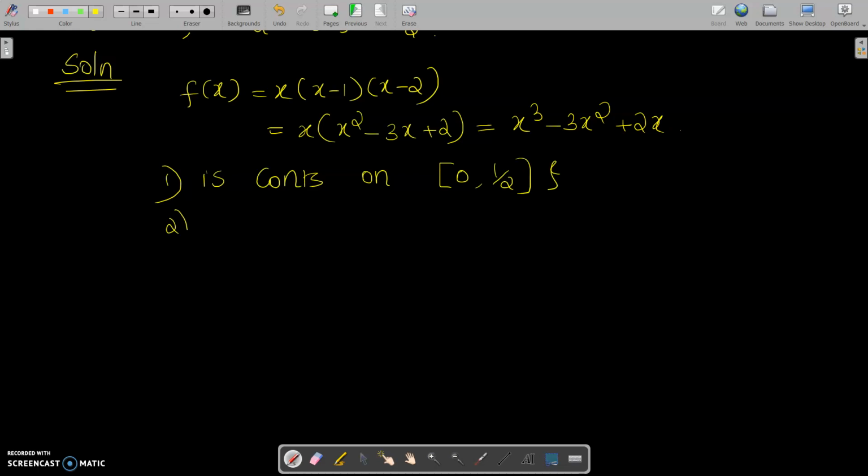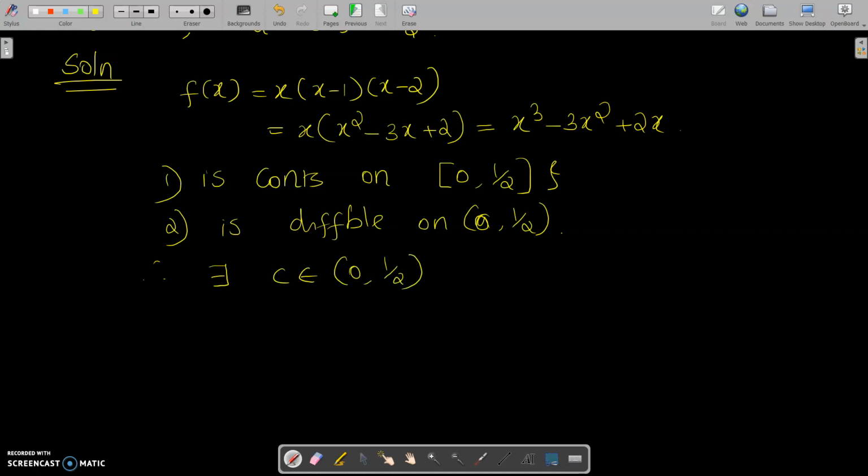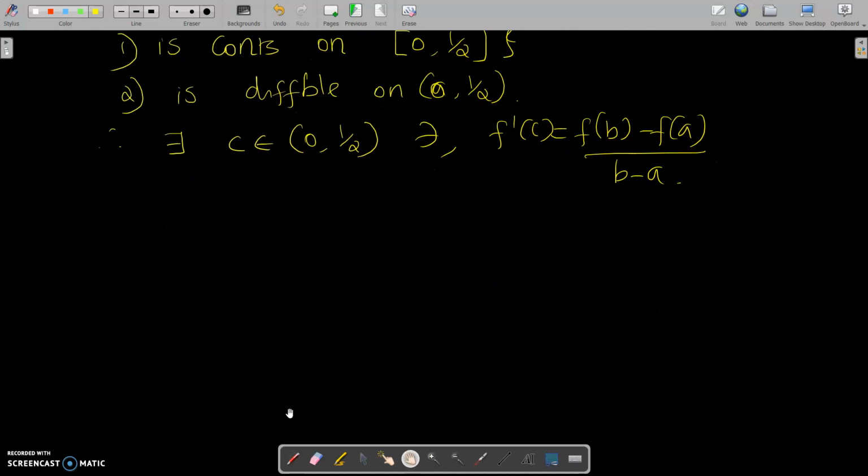And the second one: it is a polynomial, so it is differentiable at all points. So in particular it is differentiable on our open interval 0, 1 by 2. Therefore, there exists c in between 0 and 1 by 2 such that f dash c equal to f of b minus f of a divided by b minus a. Okay, so we need to evaluate these.